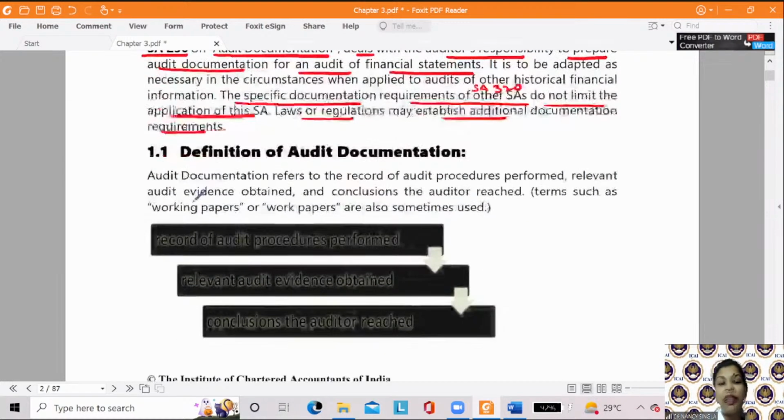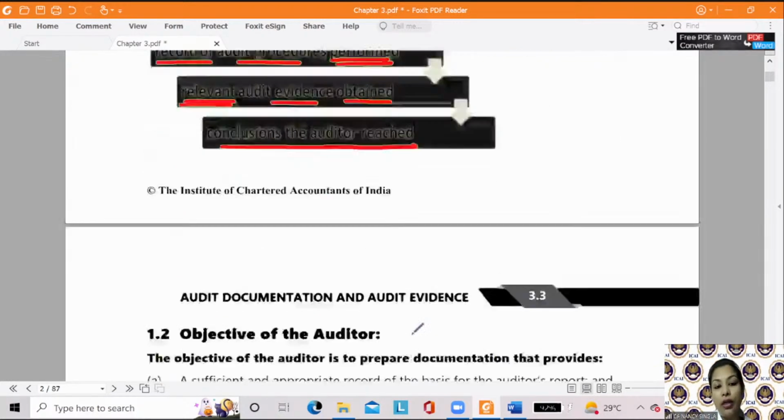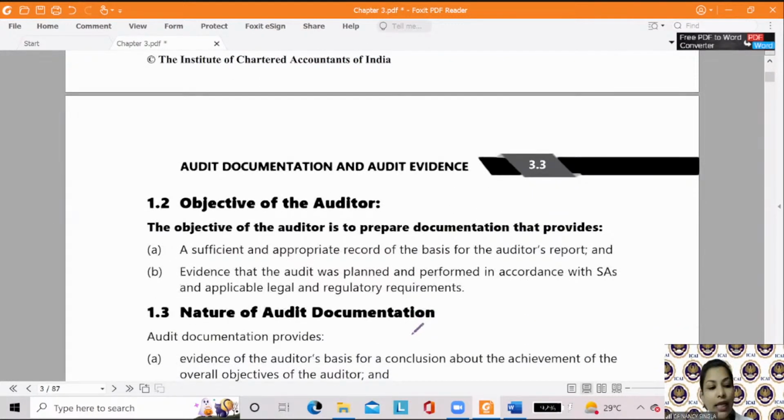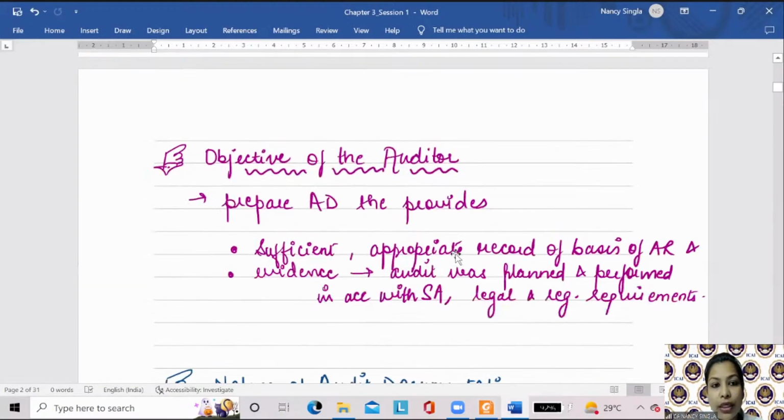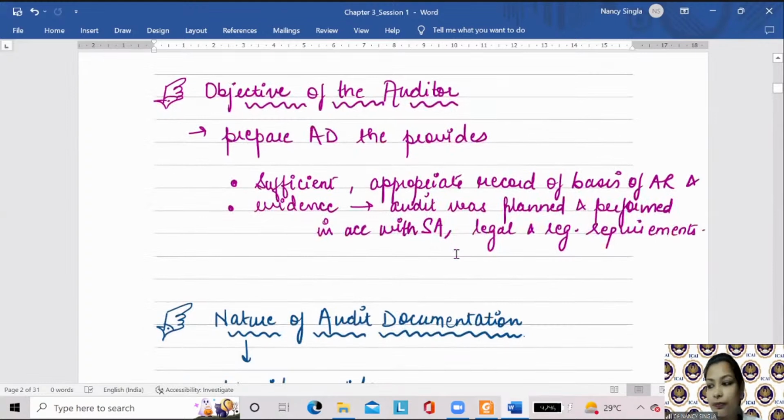Now, what is the definition? These are known as what? Working papers or work papers. So the record of audit procedures performed, relevant audit evidence obtained, and the conclusions the auditor reached is what? Audit documentation. Okay? Is it clear? Quickly send in your reply. Is it clear? Audit documentation. Very basic, but very important.